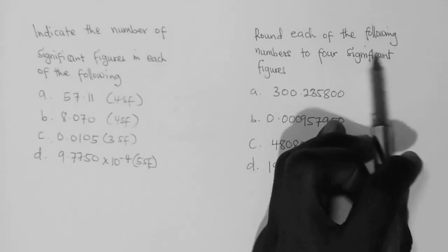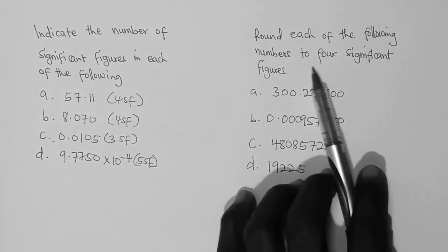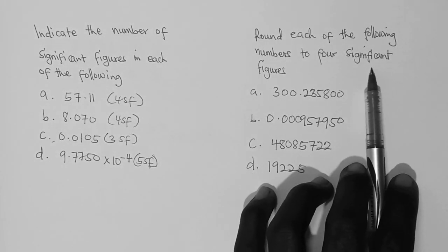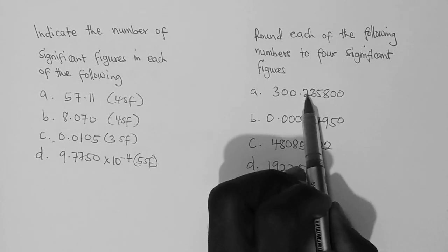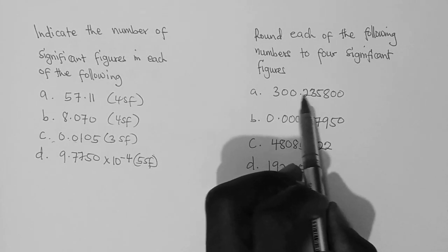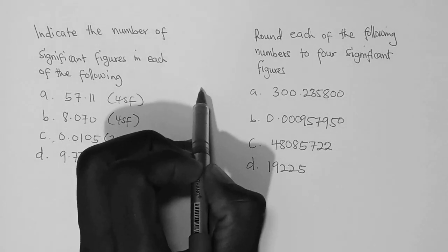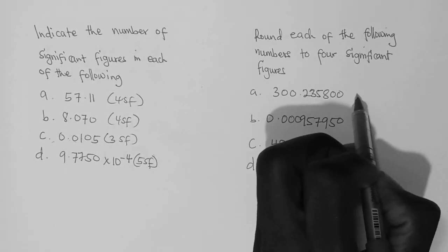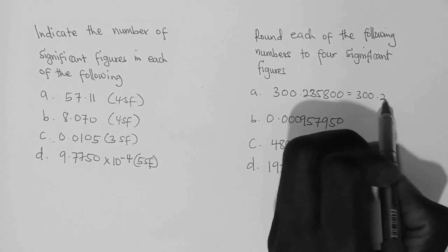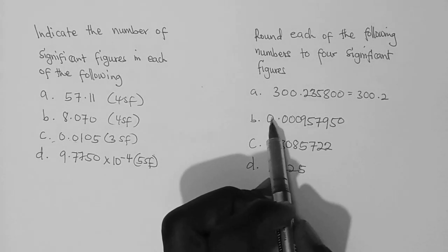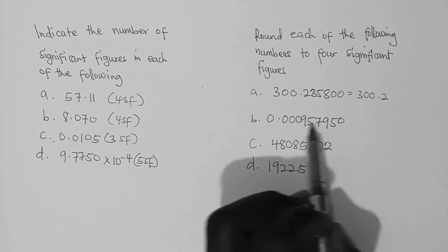Now here he says to round each of the following numbers to 4 significant figures. Yes, 1, 2, 3, 4. So this one is going to be 300.2. Let me write them here. So this is equal to 300.2.